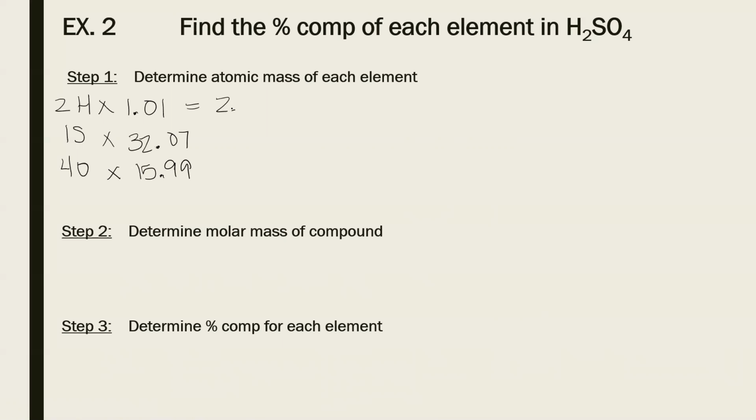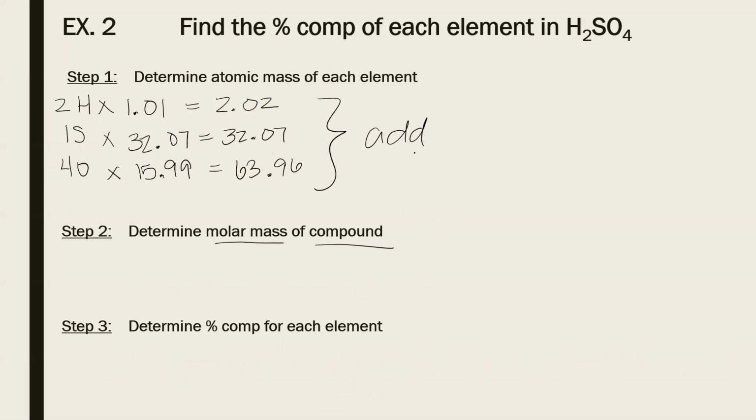All right, so the total mass of hydrogen is 2.02 grams. Total mass of sulfur is 32.07, and the total mass of oxygen is 63.96. Step 1. Step 2, find the molar mass of the compound. So once again, add these together. That's going to be the molar mass. So I add them together and I get about 98.05 grams over moles. Technically, these are in grams if you want to be accurate.